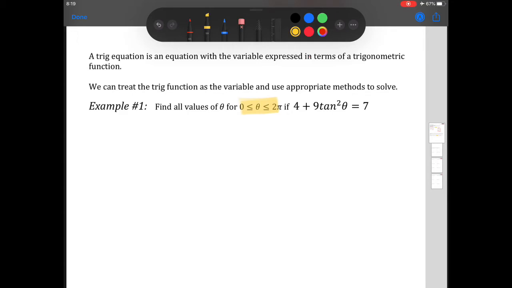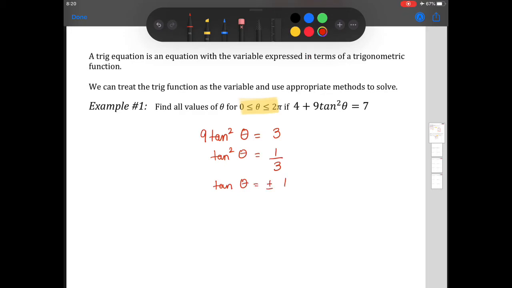And how do we solve quadratics? By setting it equal to 0, or what can I do? I can even subtract 4 on both sides and solve it like that, right? So I get 9 tangent square theta equals 7 minus 4 is 3. Divide by 9, I get tangent square theta is 3 over 9, which is 1 over 3. So I'm going to take the square root. Whenever I take the square root, remember it's going to be plus and minus.